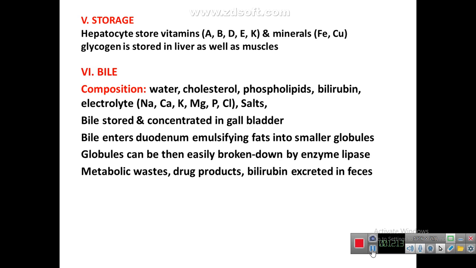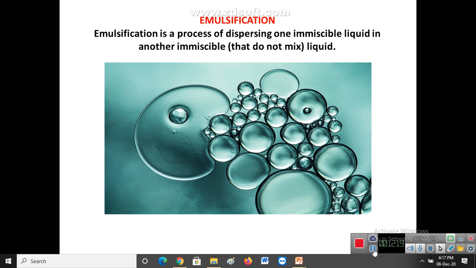The function of bile is to emulsify the fats into smaller globules. Emulsification, definition: emulsification is the process of dispersing one immiscible liquid in another immiscible liquid. Immiscible means that they cannot or do not mix with one another. If you put a drop of oil on the surface of water, you can see these drop-like structures. This process is known as emulsification.